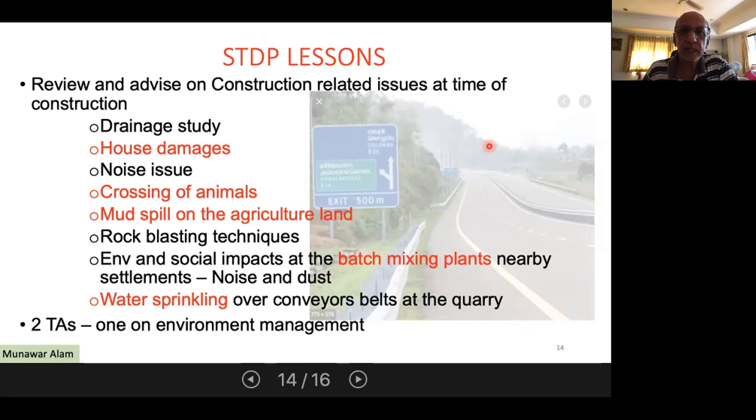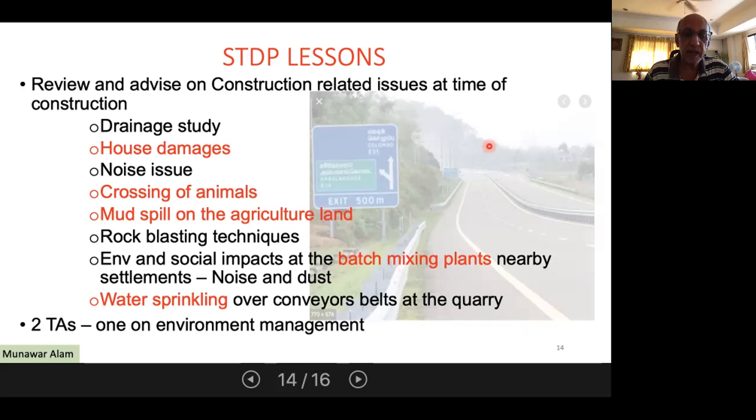When the contractor was working in many of these areas, there would be soil spoils which come out. They were throwing the spoils on the sides, and it would spill onto the agricultural land of the people, and people would complain. Obviously, they were either losing the crop, or they could not farm the land because of the soil spread over the land. So we had to make sure that this was not done, and that they were compensated adequately for the loss. Rock blasting techniques had to be looked at properly so that incidents do not happen.